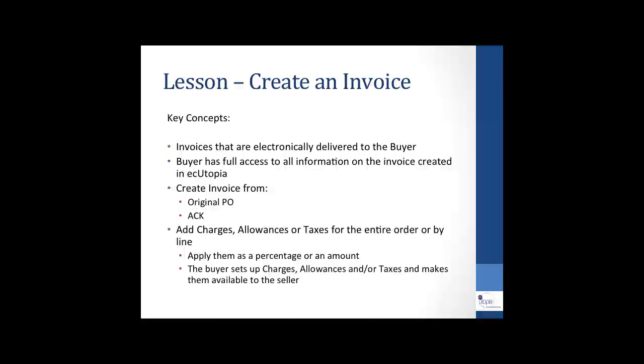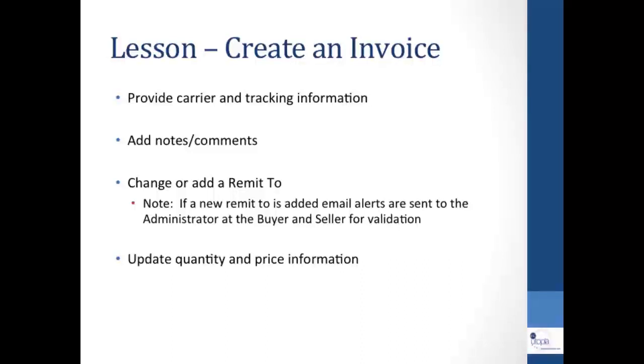You can add charges, allowances, or taxes to the entire order. Those charges, allowances, and taxes are set up by the buyer. You have to provide the carrier and tracking information. You can add notes and comments. You can change or add a remit if you need to. Just keep in mind that if you do change or add a remit, an email alert is sent off to the administrators at both the buyer and seller site. And then you can also update quantity and price information.